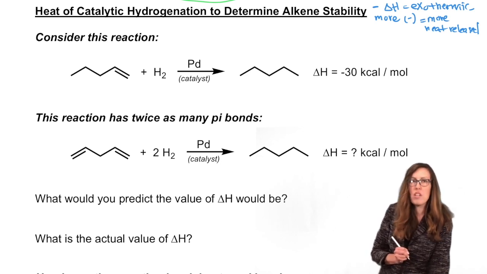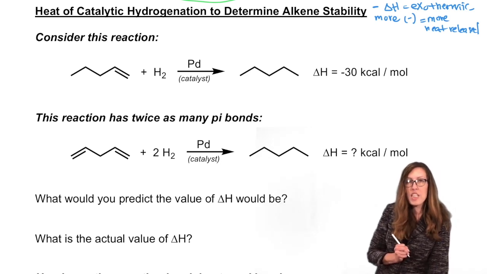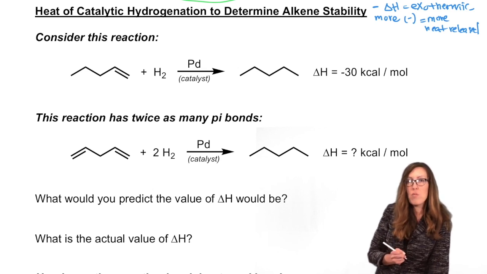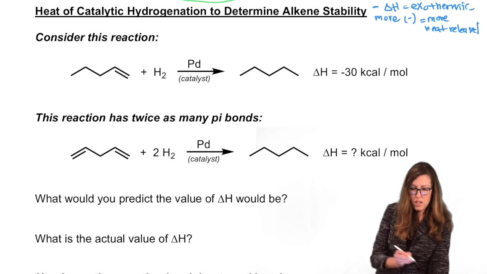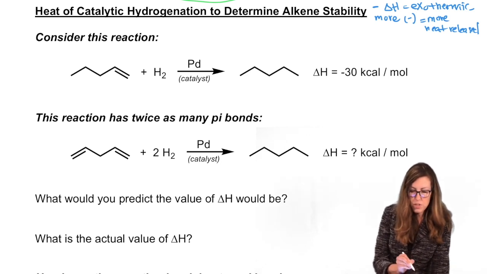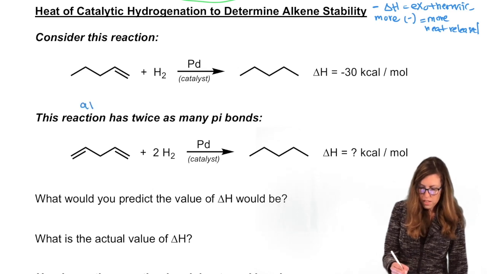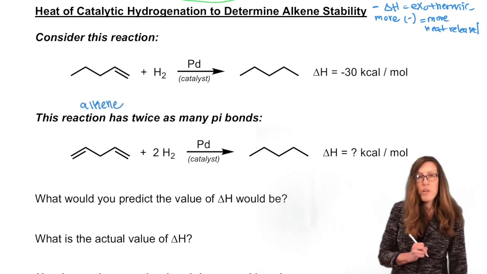So sometimes it's also called heat of reaction, right? So delta H. So we're going to look at the heats of reaction for various alkenes. And that could give us information about how stable they were to begin with, right? So first we're going to use hydrogenation as our comparison. And we're going to start with a single alkene. So it's not even a diene. So this is just an alkene. So it's not a diene. And then we'll compare it to a diene.